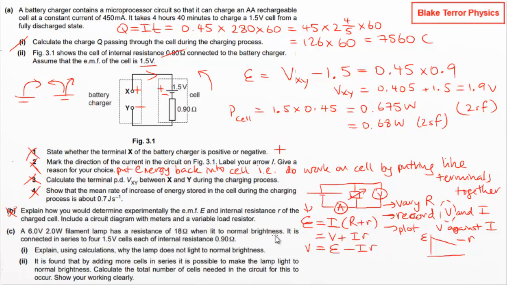The last part, which had better be quick considering how much page I've got left. We've got a 6 volt, 2 watt filament lamp, resistance 18 ohms when lit to normal brightness, connected in series to four 1.5 volt cells each of internal resistance 0.9 ohms. So clearly it won't light to normal brightness using that setup. Explain using calculations why it doesn't light to normal brightness.